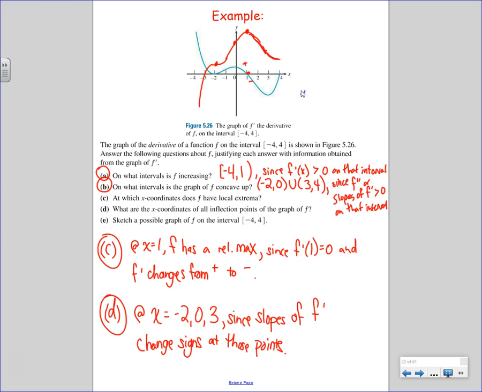Whew. Graph of derivative stuff. We got stuck a little bit, but then we powered through. Are we okay?